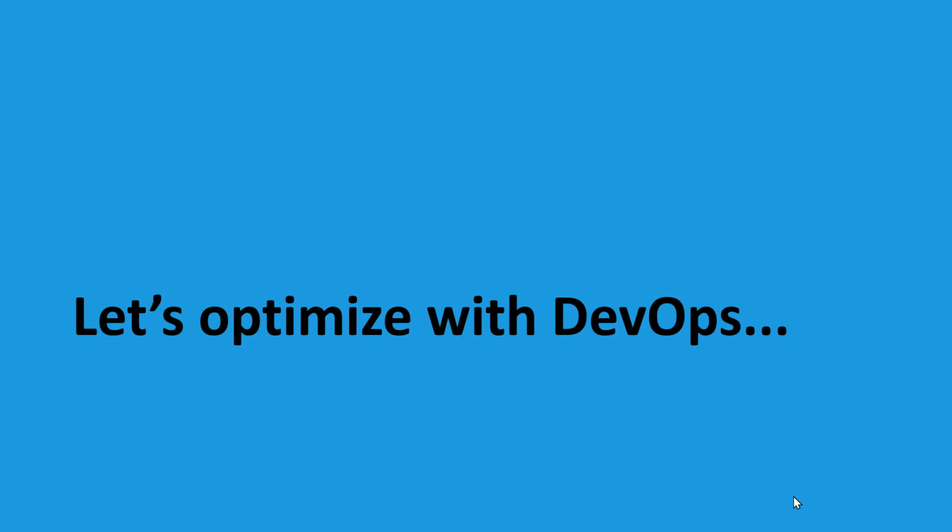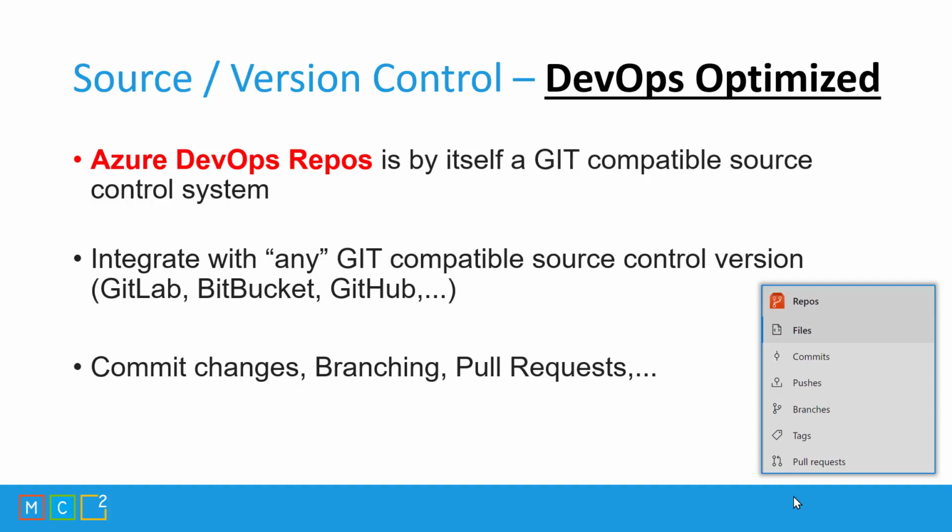So enough about the traditional way, and let's jump to a couple of highlights and demos where I'm going to walk you through the scenario where Azure DevOps can help you in optimizing almost each and every one of those project topics. Starting with source and version control.